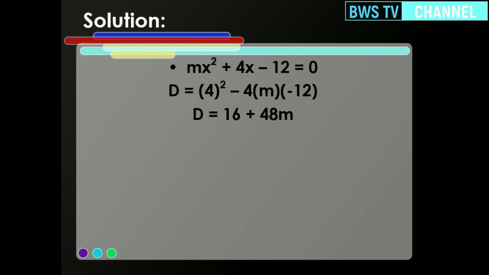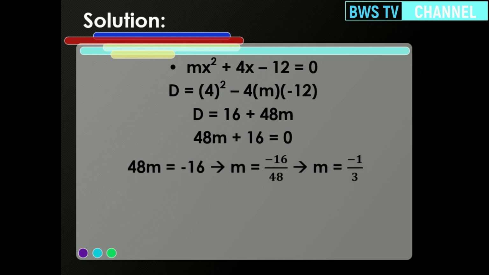So again, we cannot solve your discriminant because there's letter m. We need to find m first, so equate it to 0. Rearrange. 48m plus 16 is equal to 0. Then transform. So you have 48m is equal to negative 16. And then divide it by 48. So you have negative 16 over 48. Then reduce. So you have m is equal to negative 1/3.